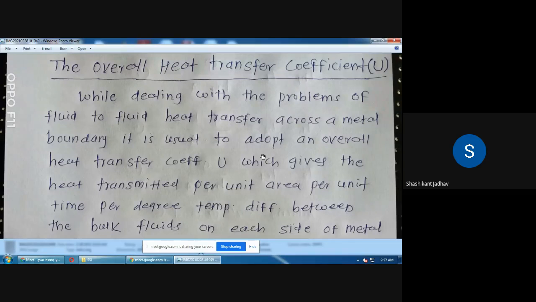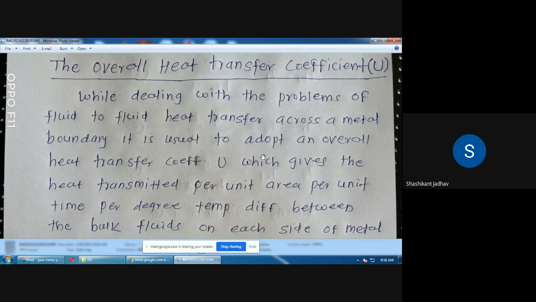So if in the system convection and conduction are there, or in between two fluids there is one component, then to calculate what amount of heat is flowing we use the overall heat transfer coefficient. Okay, so what is meant by overall heat transfer coefficient? While dealing with the problems of fluid to fluid heat transfer across a metal boundary, it is usual to adopt an overall heat transfer coefficient U, which gives the heat transmitted per unit area, per unit time, per degree temperature difference between the bulk fluids on each side of the metal.